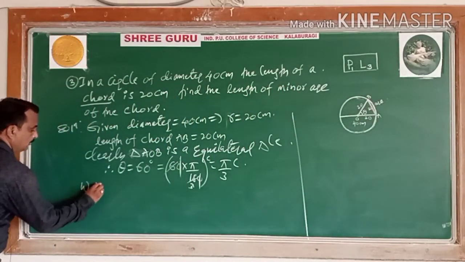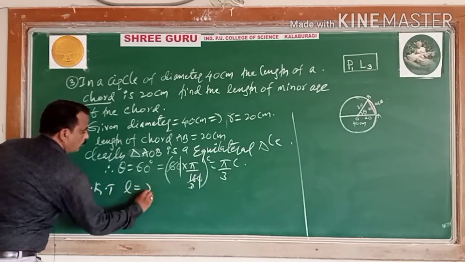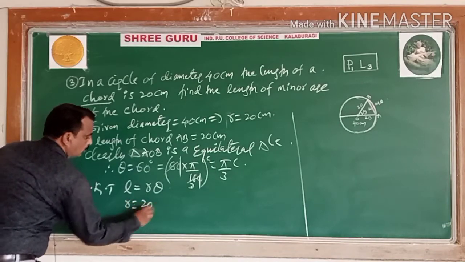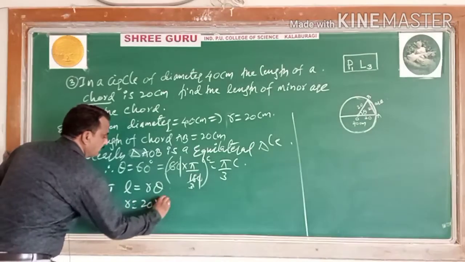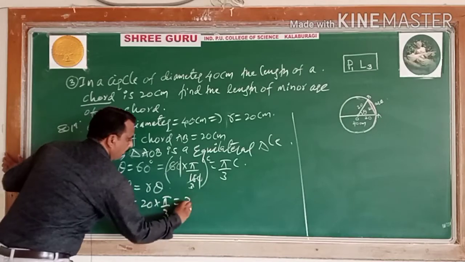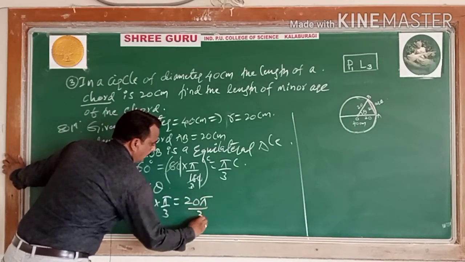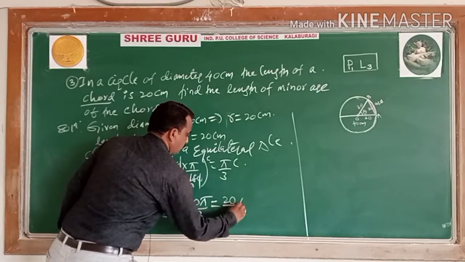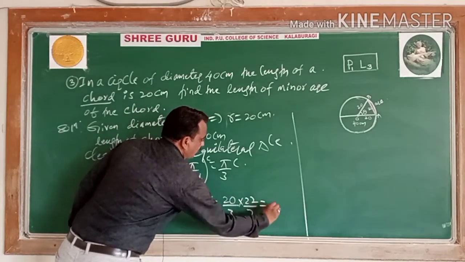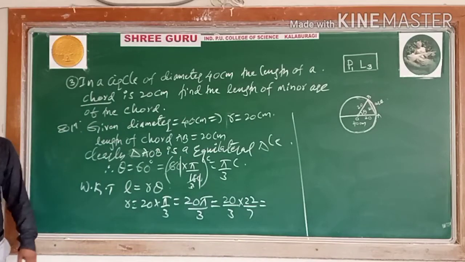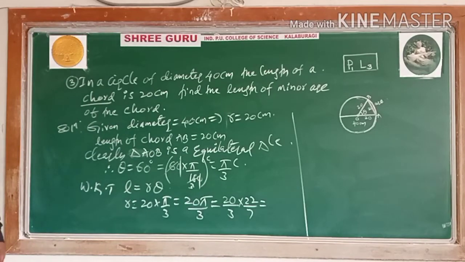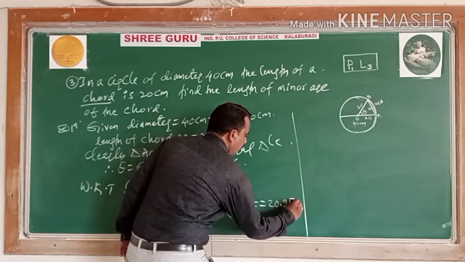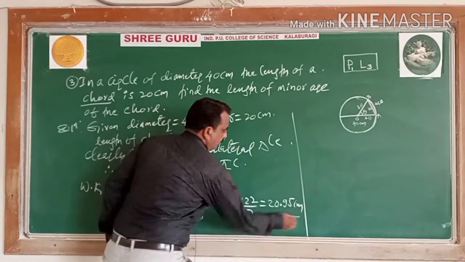We know that L is equal to R theta. L you have to calculate. Substitute R is how much? 20. Theta is how much? Pi by 3. So 20 pi by 3 is your answer here. Or you may simplify it using pi as 22 by 7. After simplification, 20.95 centimeter. This is your required answer here.